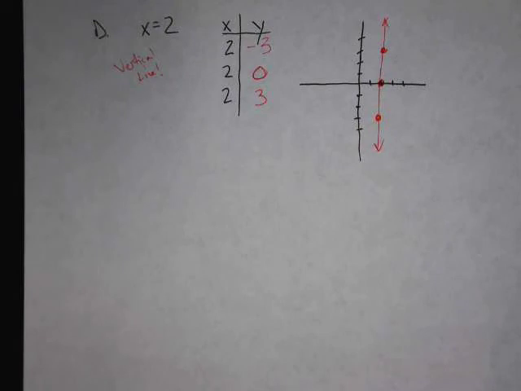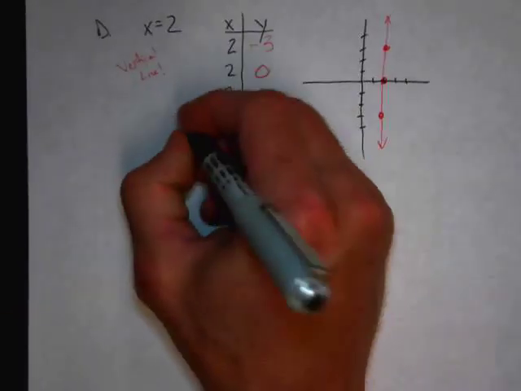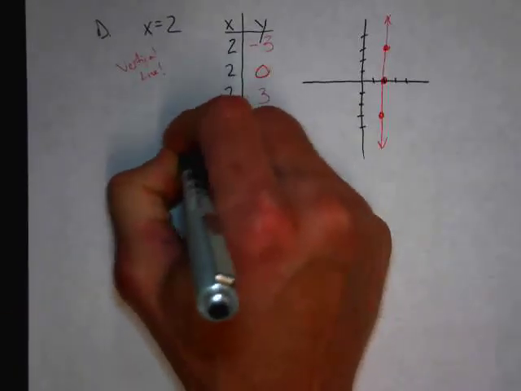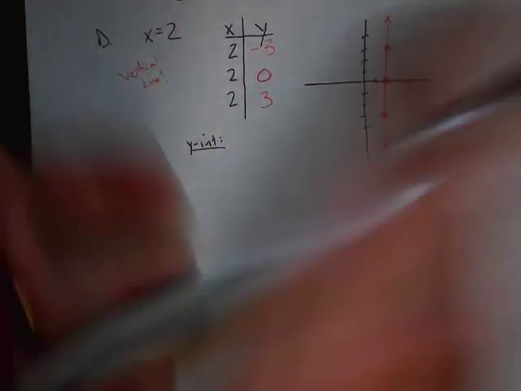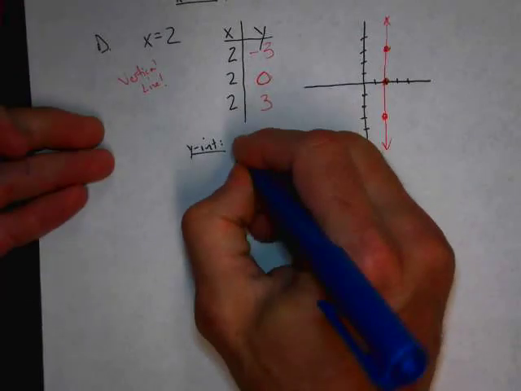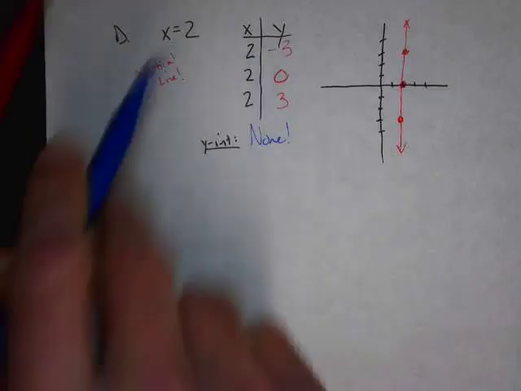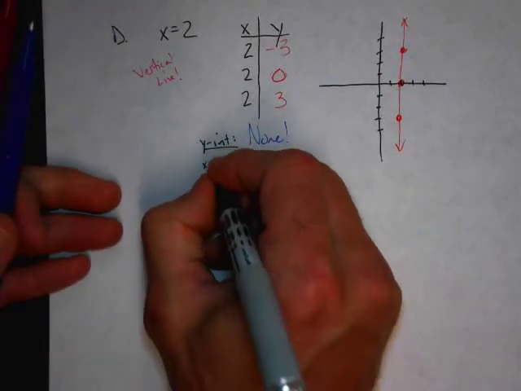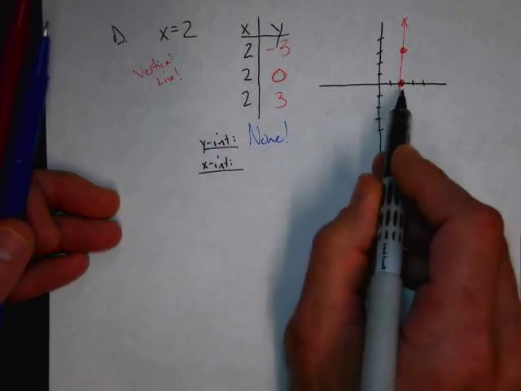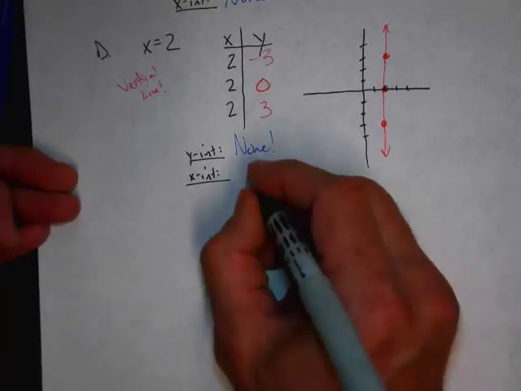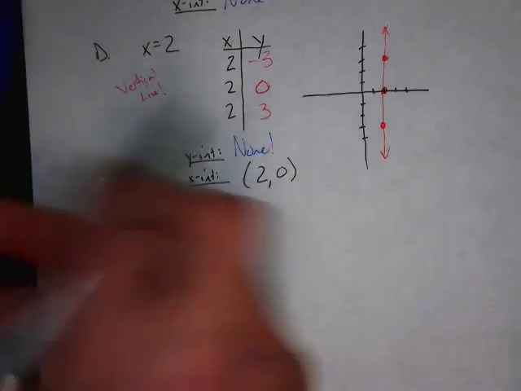So we have our situation here. Now we just got to identify the x and y intercept. So the y-intercept is where this graph is crossing the y-axis. Does it cross? No. So guess what? There is none. Ta-da! And the x-intercept is where it crosses the x-axis, or when the y is 0, so it's at 2, 0. How cool is that?